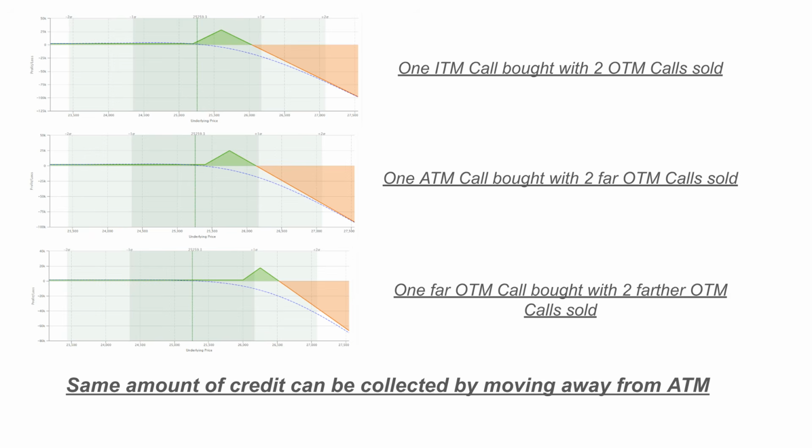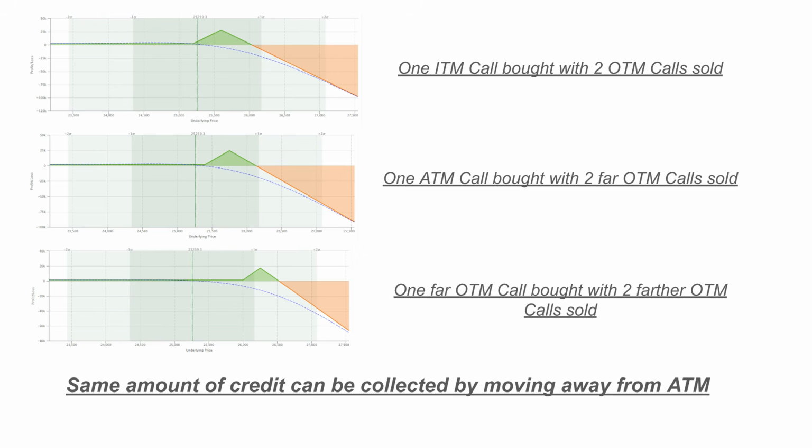Now this is a very interesting slide. Here I have taken three different call ratio spreads. In the first example, what we have done, we have purchased one in the money call and we have sold two out of the money calls. In the second example, we have purchased one at the money call almost and then sold two OTM calls. In the third example, we have purchased an OTM call and sold two further OTM calls.